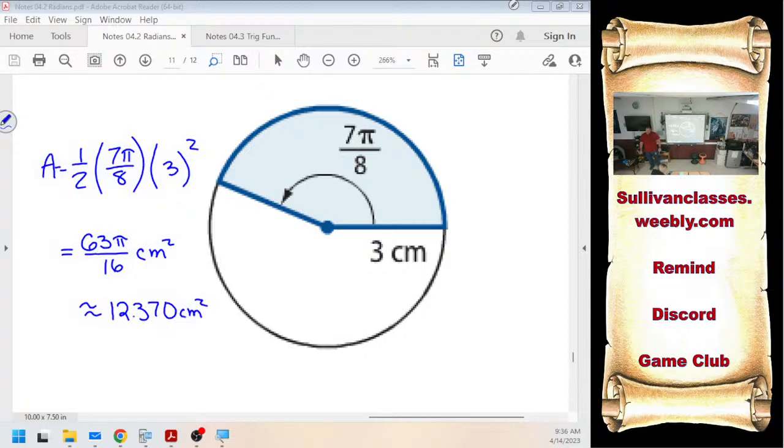And we are in area now, so make sure that you're putting centimeters squared. If you don't know what the units are, you put units squared.